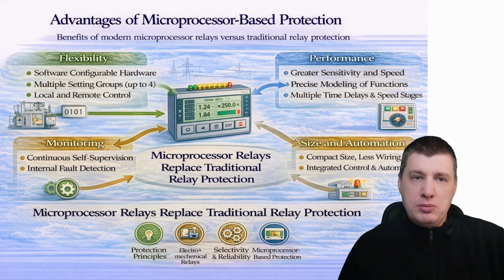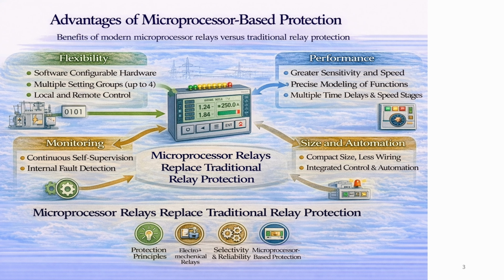Microprocessor-based protection offers much higher performance. Sensitivity, operating speed, and accuracy are significantly better than the traditional relays. Measured quantities can be represented as mathematical functions with multiple parameters. These allow precise modeling for protection characteristics. Protection functions support multiple time delays and speed stages. Both fast and delayed tripping can be implemented in the same device.